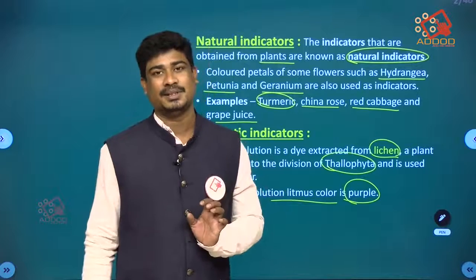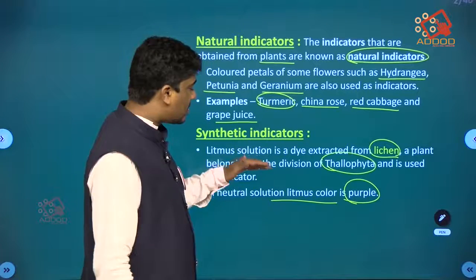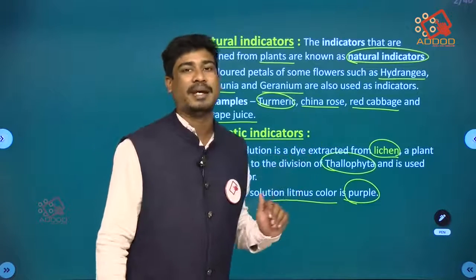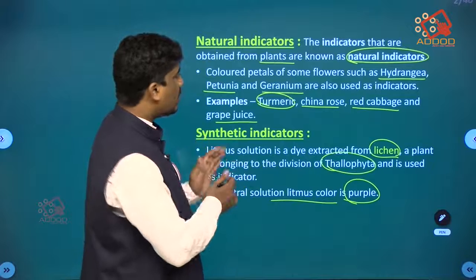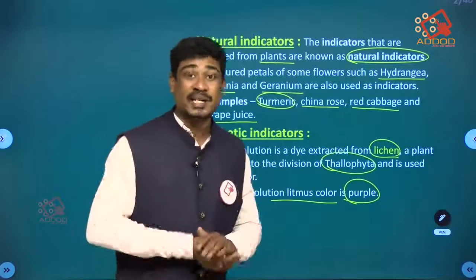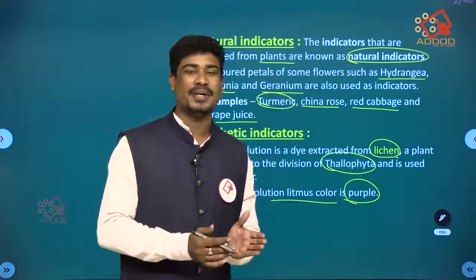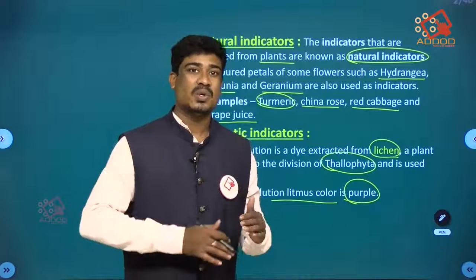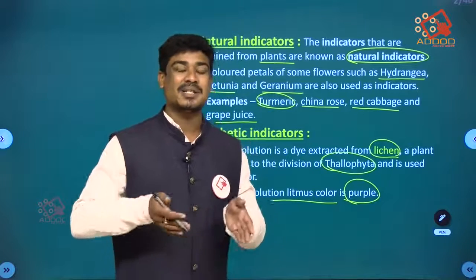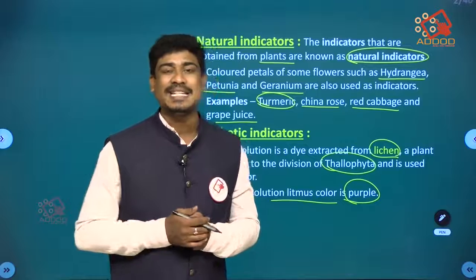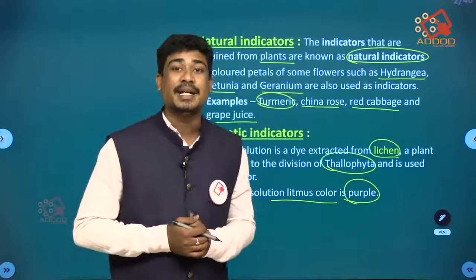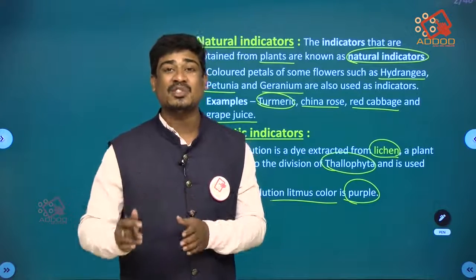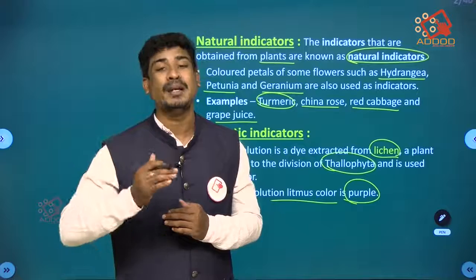Very important. These are synthetic indicators. Litmus paper is a synthetic indicator extracted from the lichen plant. By these indicators we can test whether a compound belongs to acids or bases. We have one more indicator in this chapter, that is the olfactory indicator, which indicates the solution by its smell.